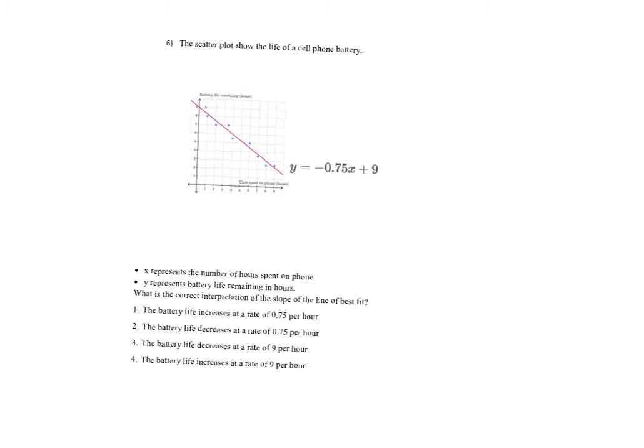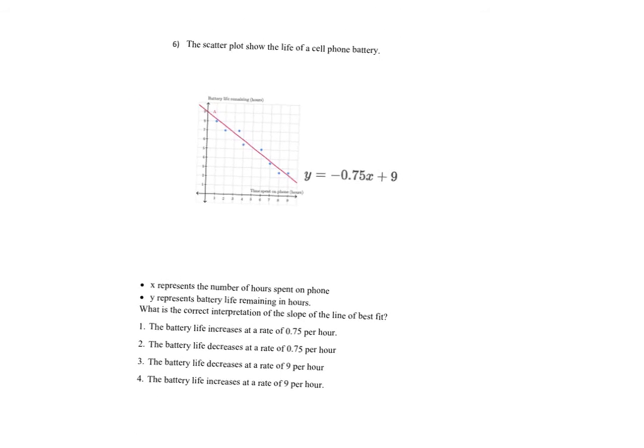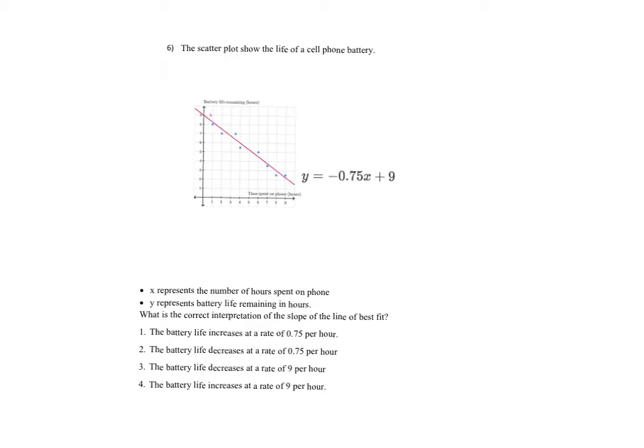Right. Well, first of all, we can see that the slope is negative because it falls from left to right. The line is decreasing. So obviously, we're talking about something like decrease because we have negative 0.75. So we can see that the battery life decreases, right, for every 1 hour increase in X. So for every hour, the battery life decreases by 0.75.